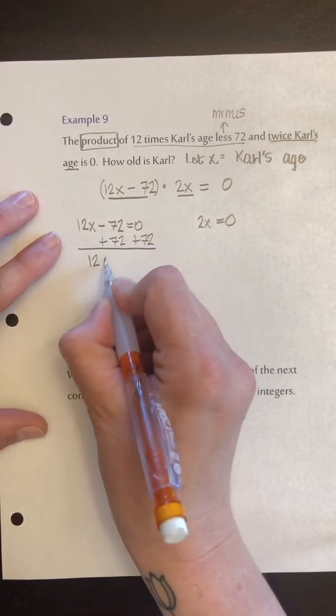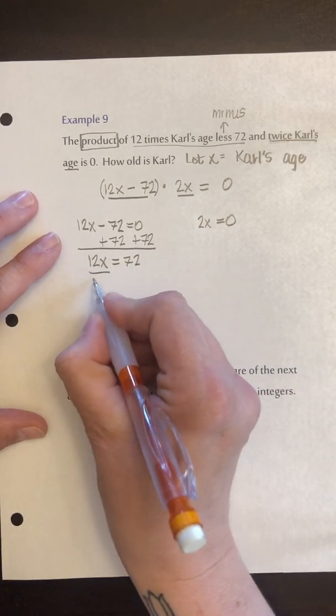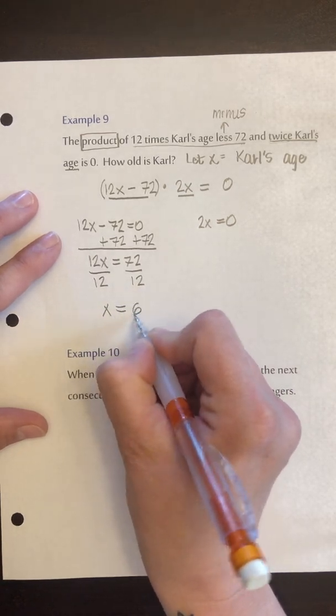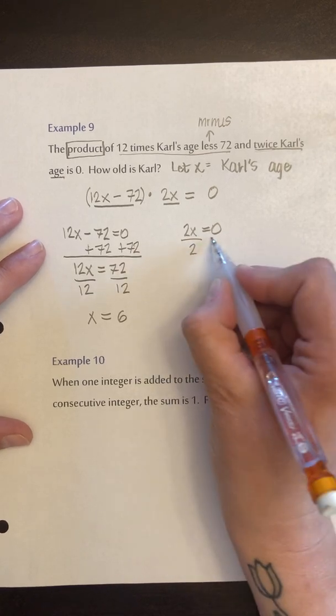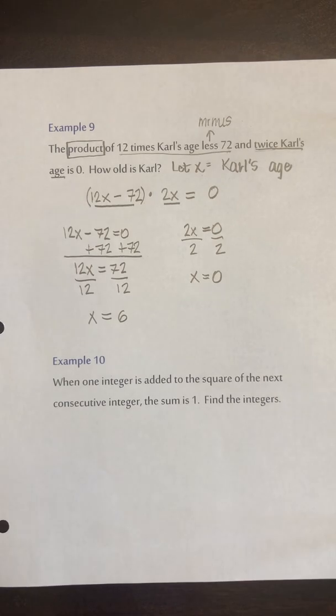So we have 12x equals 72. Then we would divide each side by 12. So we have x equals 6. Over here, what would we do? We would divide both sides by 2, and we would get x equals 0.